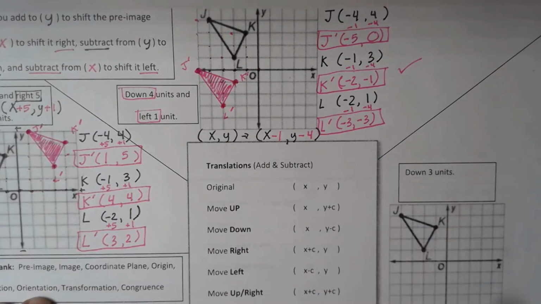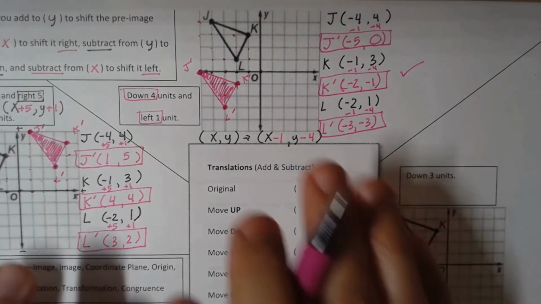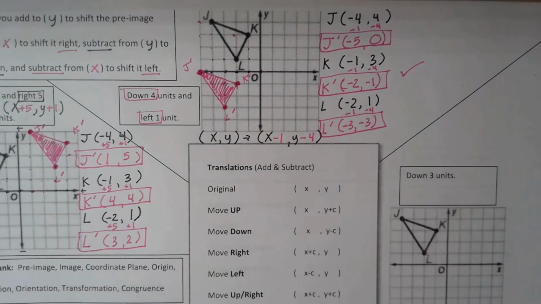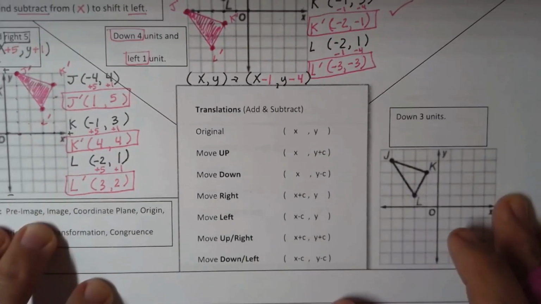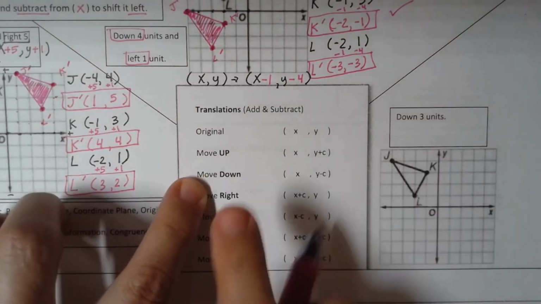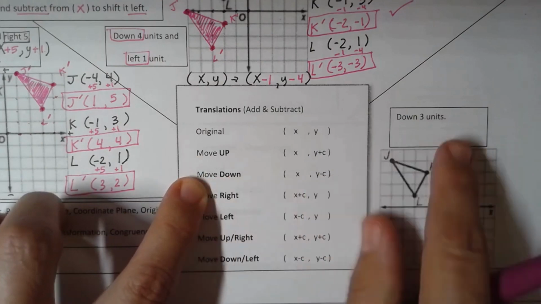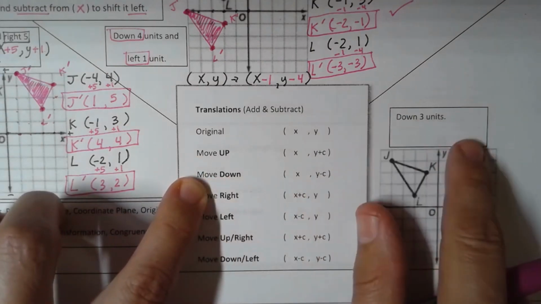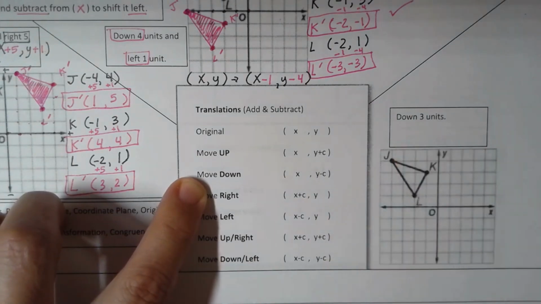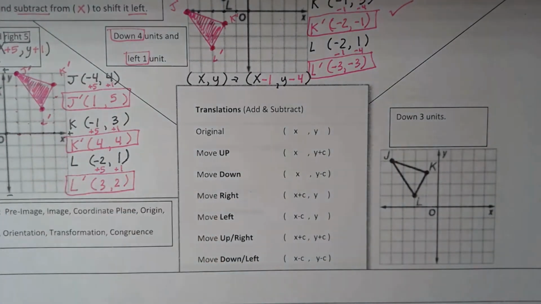Now I feel like you have a good understanding of how to create the rule, and how to plot the points. With that being said, I want you to try this one all on your own. Notice all it says is down 3 units, right? So you're just going down. In other words, it matches up with this rule right here. So go ahead and write your algebraic rule with the value they gave you. Move it down 3 units. And then I want you to hit play on this video and check and see if you got the same thing that I got.